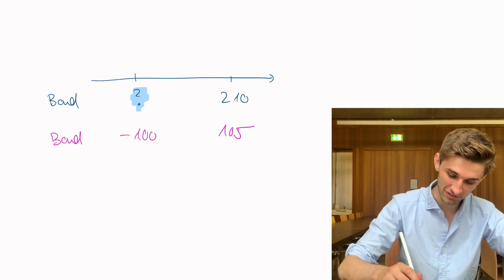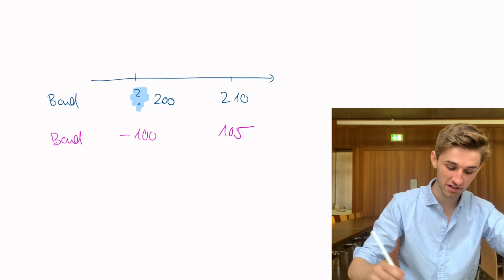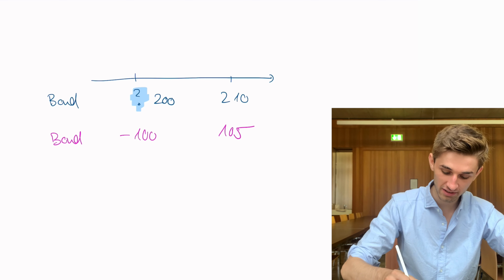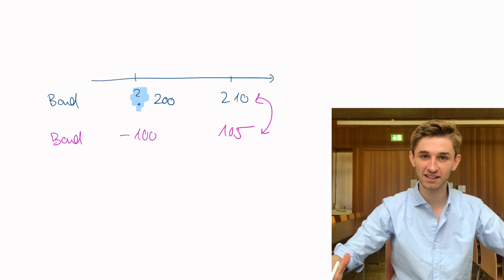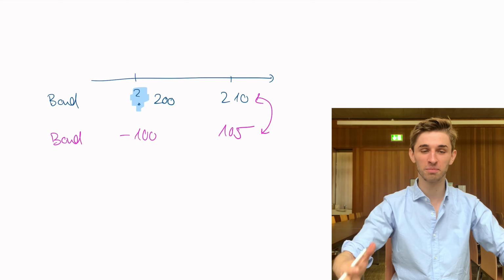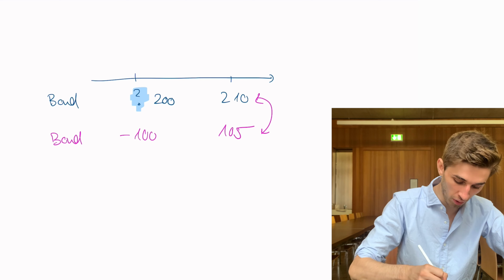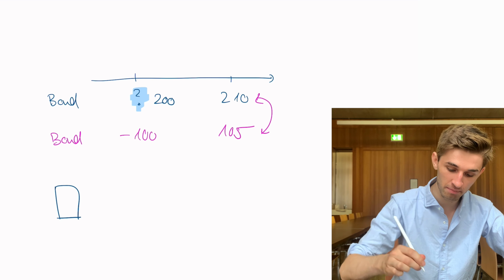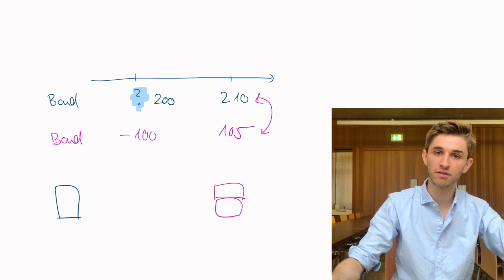It's kind of obvious, right? It has to be 200. Why? Because this bond pays exactly double the other bond, so the price needs to be exactly double. Otherwise, we have an arbitrage opportunity. Otherwise, we have an asset, our new bond, that pays the same as 2 units of our old bond, but has a different price.